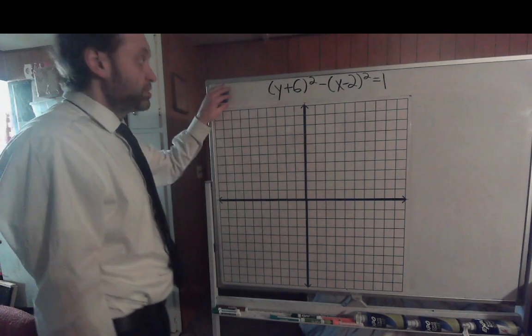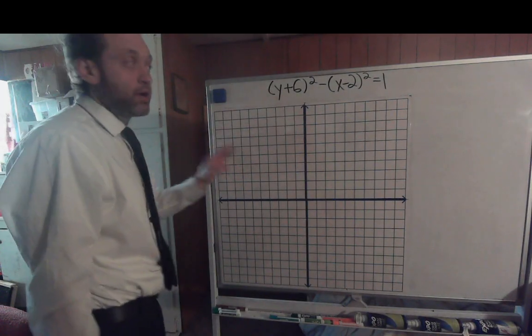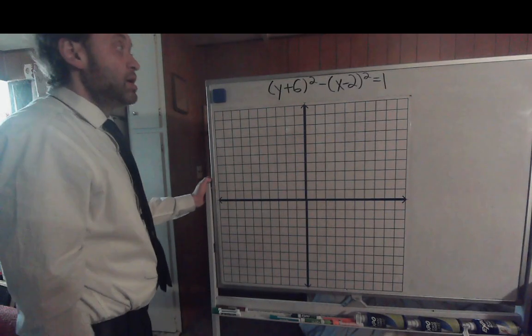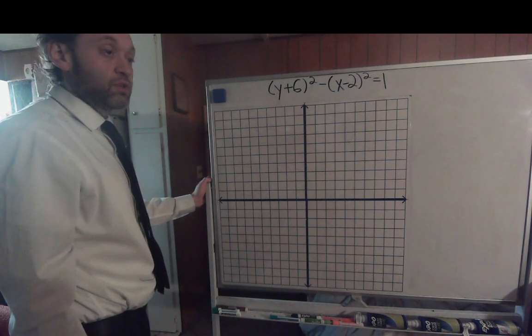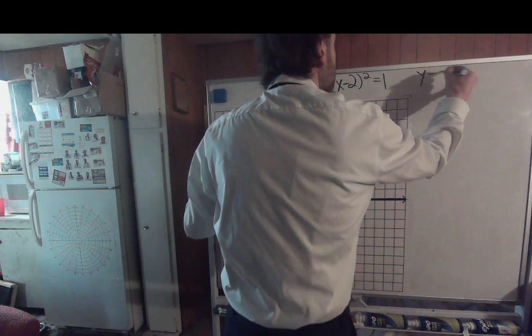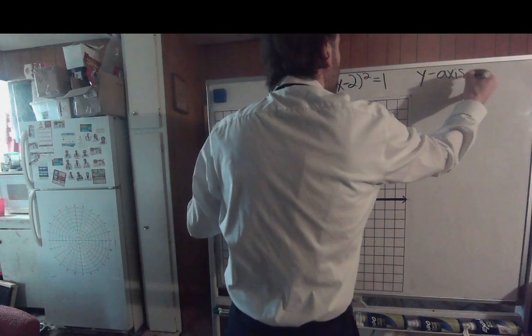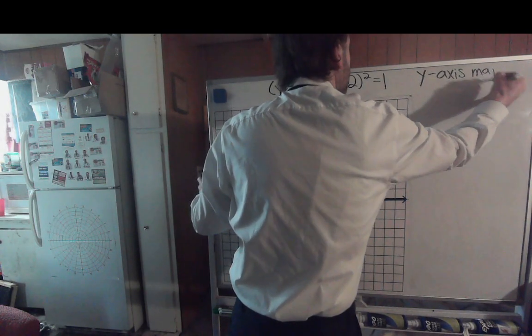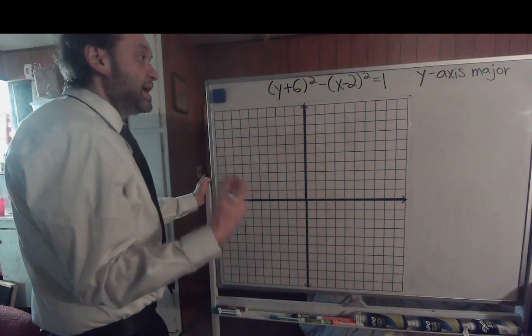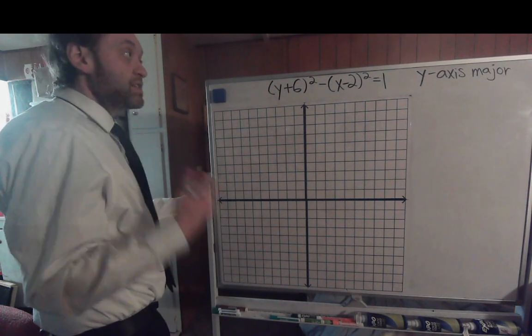So y plus 6 quantity squared minus x minus 2 quantity squared equals 1. Well, which variable comes first? Definitely your y, right? So that means the y-axis is the major axis. So that means this hyperbola will be symmetric with the y-axis. Next, find your center.